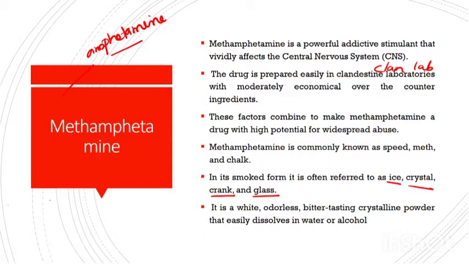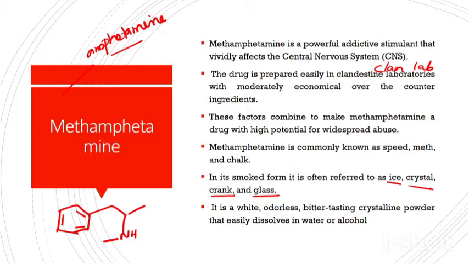The chemical structure shows like this: a benzene ring will be there, along with an NH group. So this is the chemical structure of methamphetamine and amphetamine. That is the first example of a designer drug, methamphetamine.